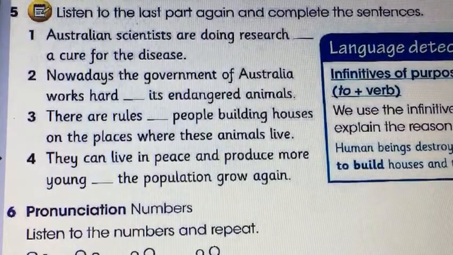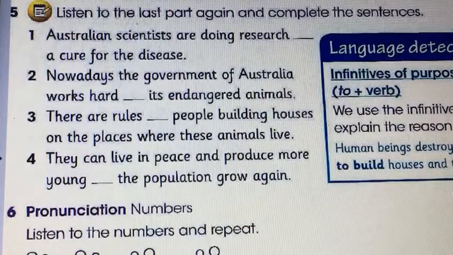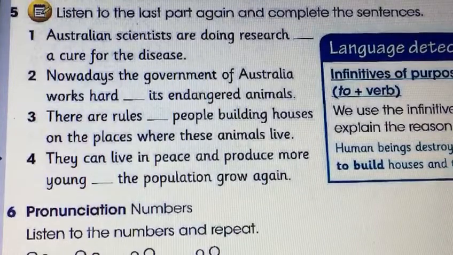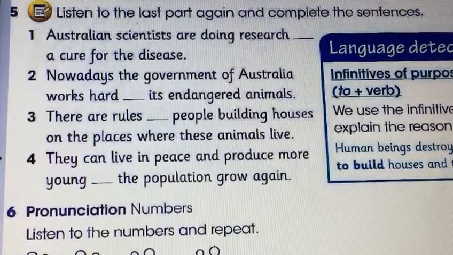Another example: we have a nice box. Why? To make our project. I eat healthy food. Why do I eat healthy food? Because, or to be strong. I play sports. Why? To be fit. My dad saves money. Why? To buy a new car. Then, to plus infinitive: we use the infinitive of purpose to explain the reason for something.